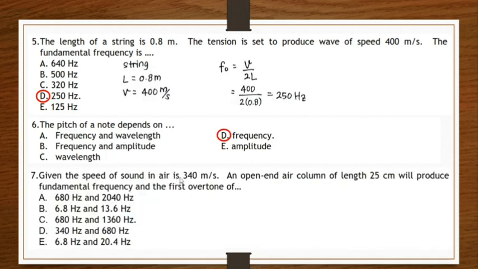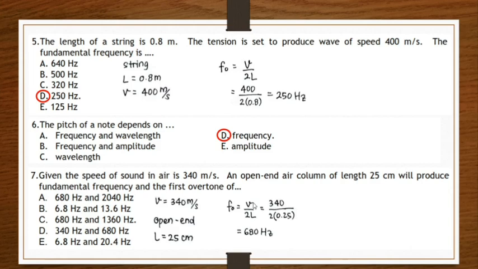Given the speed of sound in air is 340 meters per second, an open air column of length 25 centimeters will produce the fundamental frequency and the first overtone, how many hertz? We want to find f0 and f1. f0 is given by v over 2L. v is 340 and L is 0.25 in meters. So we have f0, 680 hertz. And f1, of course, will be twice f0. It will be 1360 hertz. Or you can also use this equation. It will give us the same answer. So the answer is C.